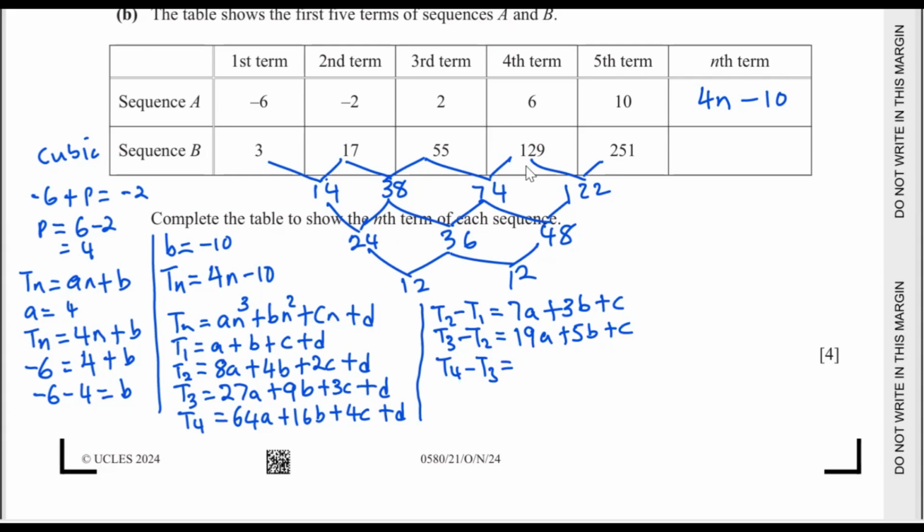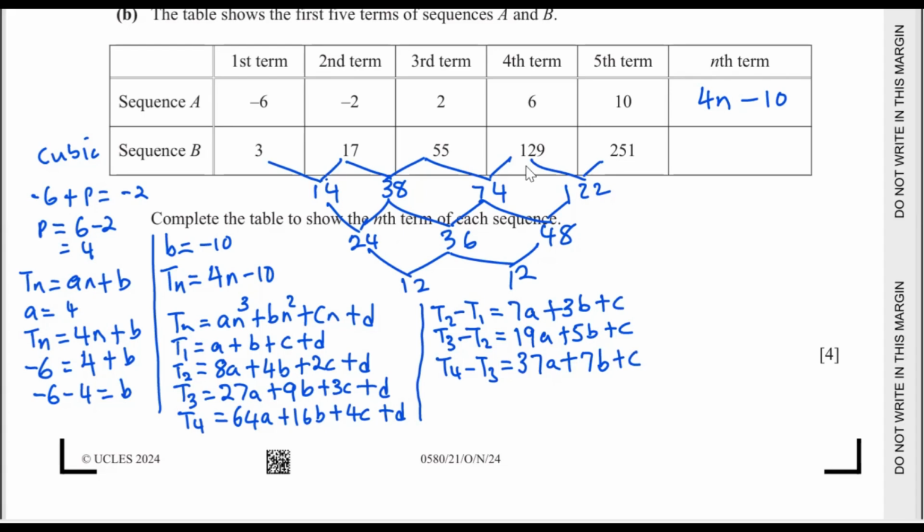And that will give us 37a. We have 16 minus 9, and that will give us 7b. And we have 4c minus 3c. So that gives us c.